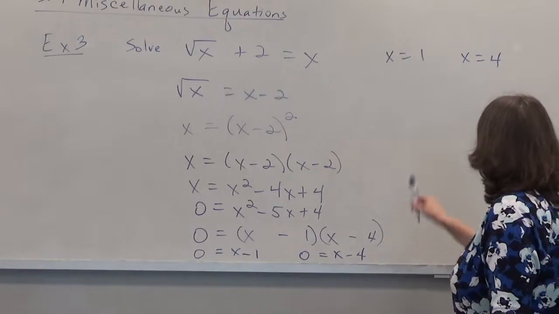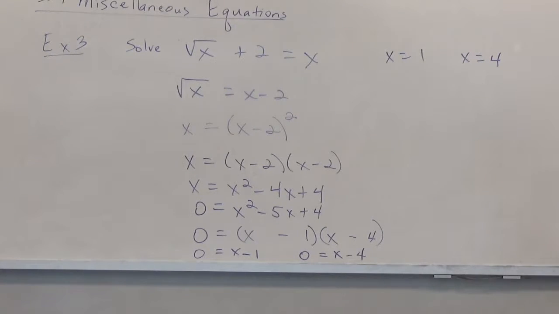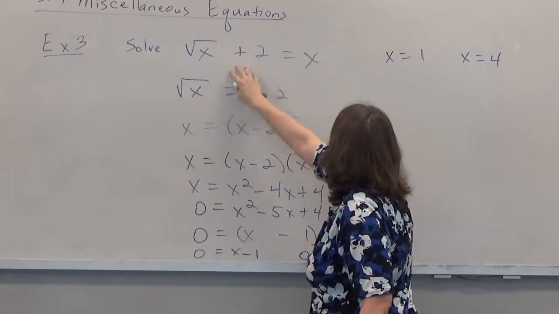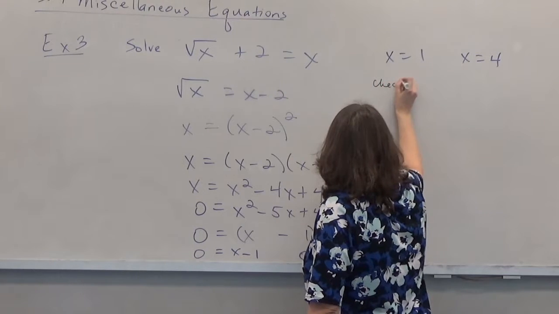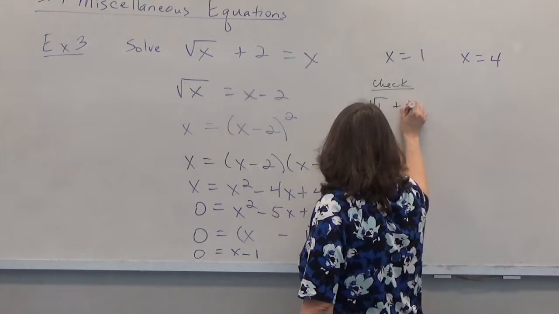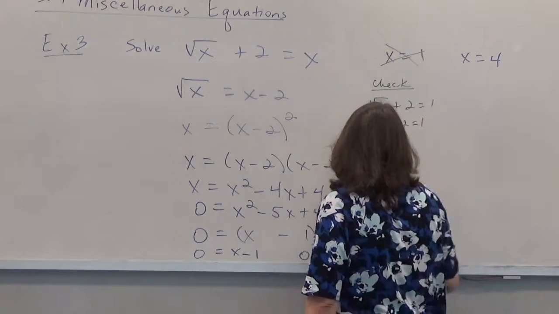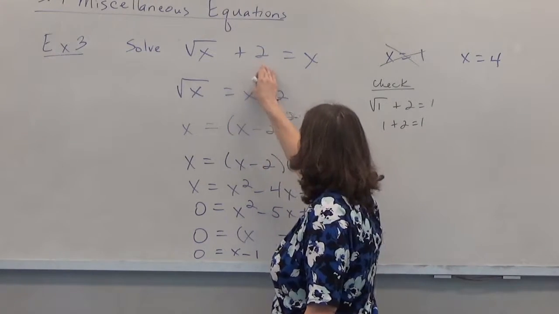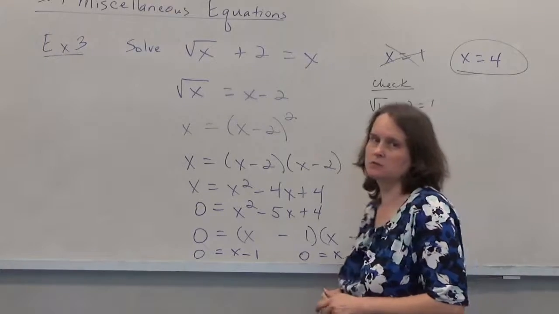So if we put 1 back in here for x, does it check? If I put 1 for x, I've got square root of 1 plus 2 gives me 3, and then I've got that equal to 1, so no, that's not working. So that does not check. My second one, if I put in 4, does that check? Square root of 4 is 2, 2 plus 2 is 4, and that's equal to my x, which is 4, so yes, this one checks. So my answer is x equals 4.